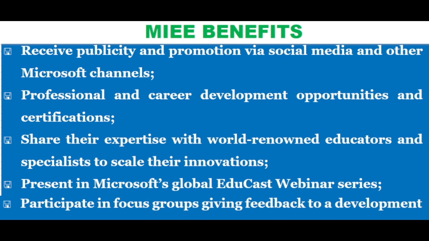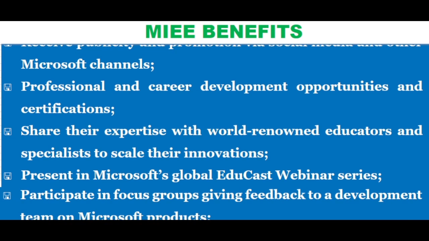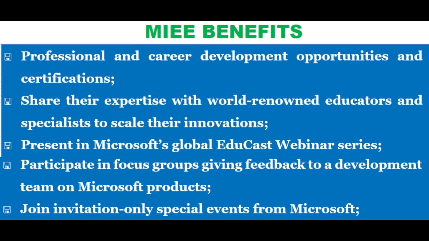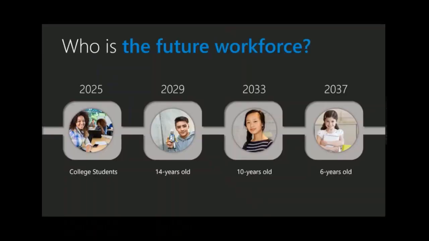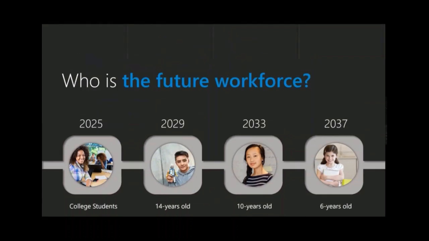Step number 1 for MIEE self-nomination is as follows. Be sure that you have joined the Microsoft Educator Center and completed your profile. You will need to download your transcript, put it in a location in which you can share it, then create and share a URL to your transcript as a part of the nomination process. You can find your transcript by going into your profile on Microsoft Educator Center.